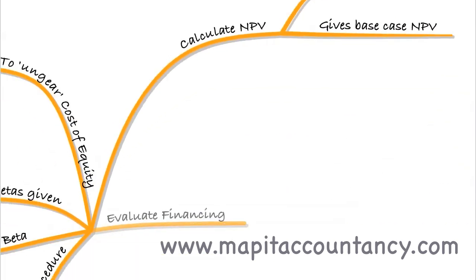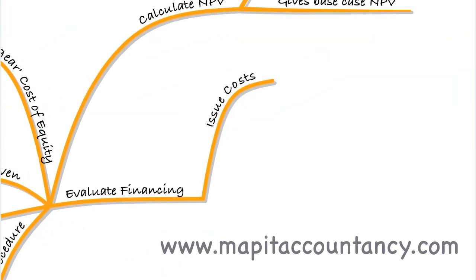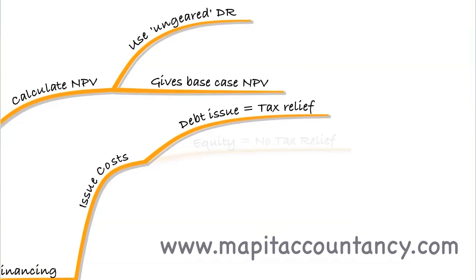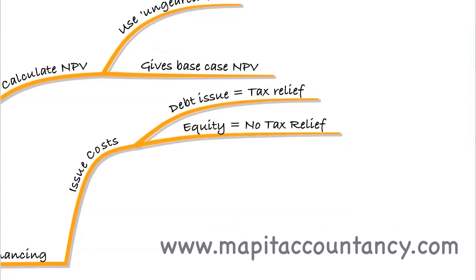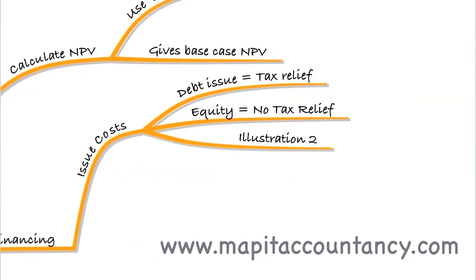The next thing we need to do is evaluate the financing decision, and there's really 3 steps in this. Number 1, we look at any issue costs. So if we've issued debt or equity, we'll have issue costs associated with that. If there's a debt issue, we'll get tax relief on it. If we've issued equity, we get no tax relief on those costs. So those costs will be a cost to the business, and we did those in illustration 2.